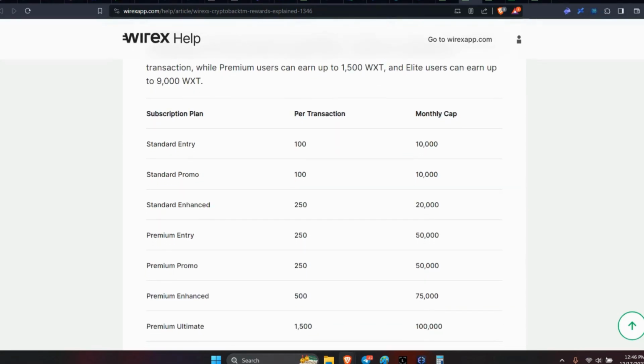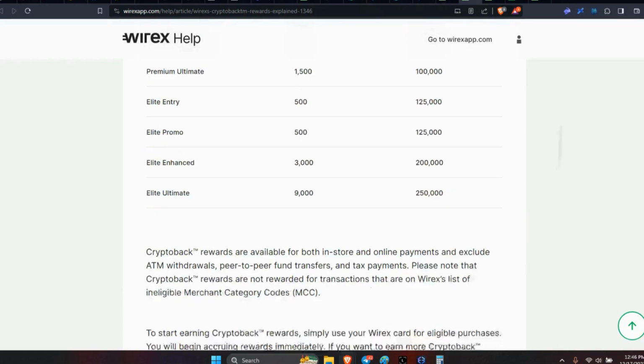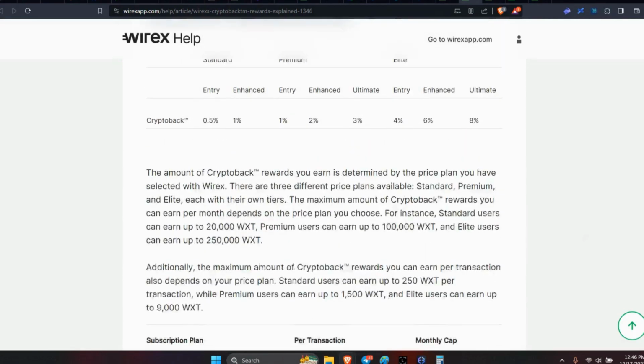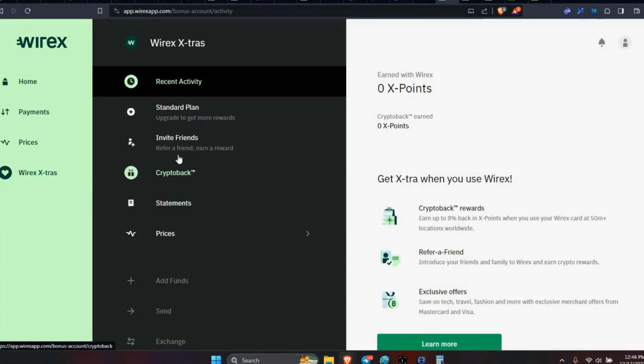Then of course you have the subscription plan here. So for the standard, there's 100 per transaction, monthly cap 10,000. Then it goes through all of that. You can look those over. Then the rewards are eligible in both in-store and online payments and exclude ATM withdrawals, peer-to-peer fund transfers, and tax payments. Please note that crypto back rewards are not rewarded for transactions that are on WIREX's list of ineligible merchants. So that's it with that. Shoot, that's cool.